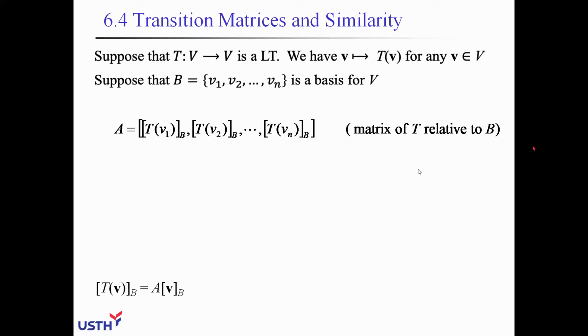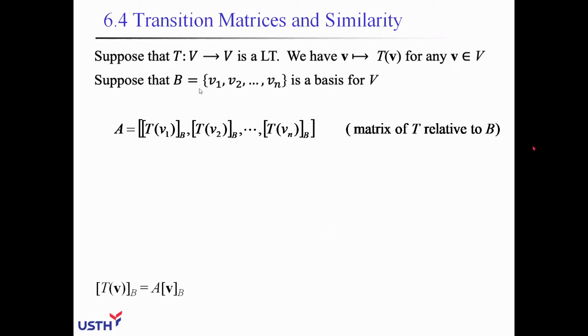And with the matrix A like that, we know already that T is now given in the form of a matrix as follows. The coordinate column of T of V equals A multiplied by the coordinate column of V. That is the definition of A.